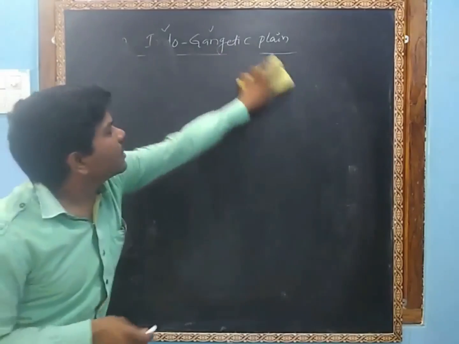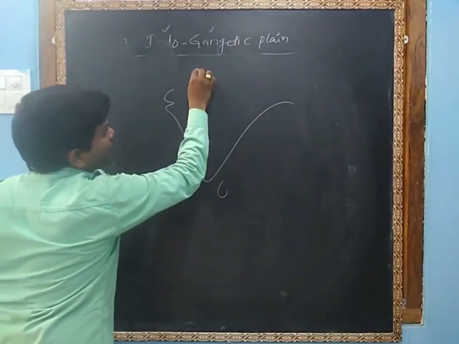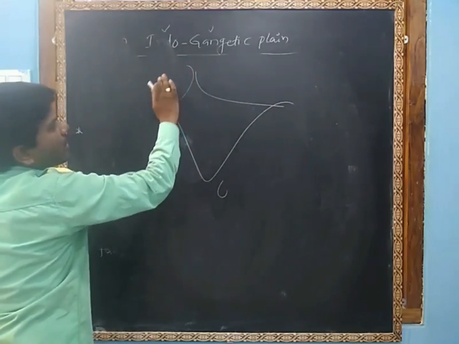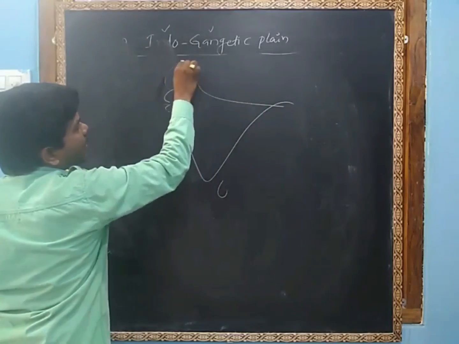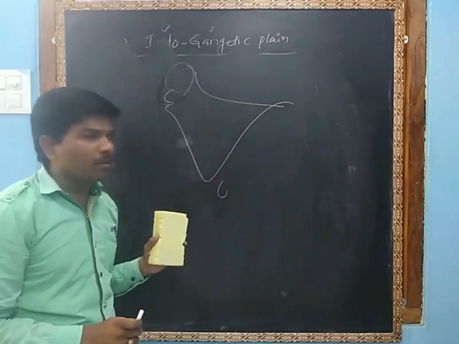Now let us see the central plains. Yes, these are the central plains. Till now we have done this part, and this part we have done just now. Now let us see how the Ganga plains were formed.